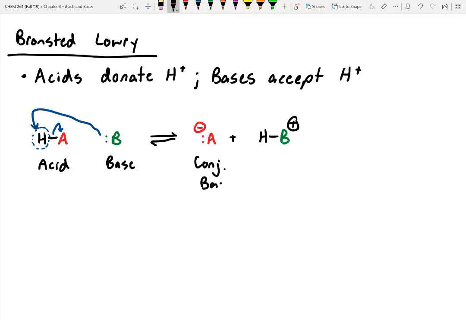Why isn't it going to be a conjugate acid? It lost its proton. It has no more protons to give, right? So it could only be a base. That means that this must be the conjugate acid because it has the proton and it could potentially give it back to A and go in the reverse direction in this equilibrium.